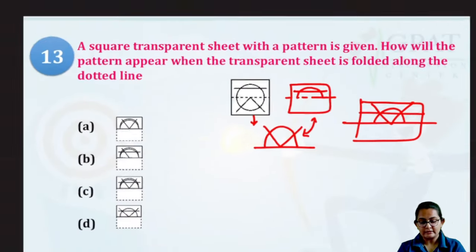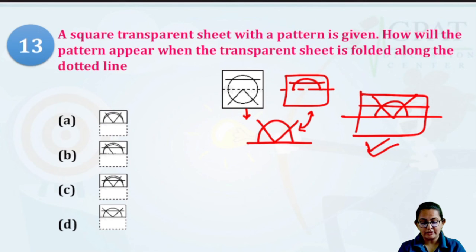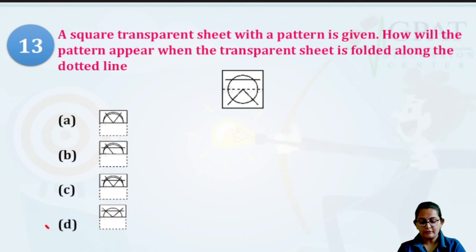This would be your answer. So something resembling this would be your answer. Option D is correct. And why not option C? Because the circle is perfect, and it is completely intersecting or overlapping the other circle. So it will remain as a single semicircle only, okay? So that would be your correct answer. Your correct answer is option D.